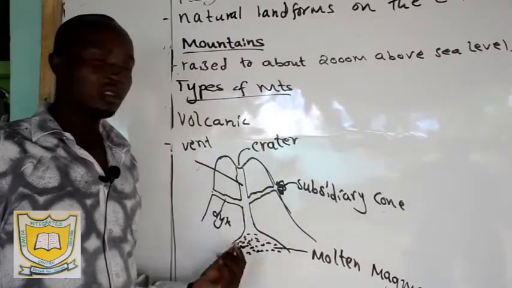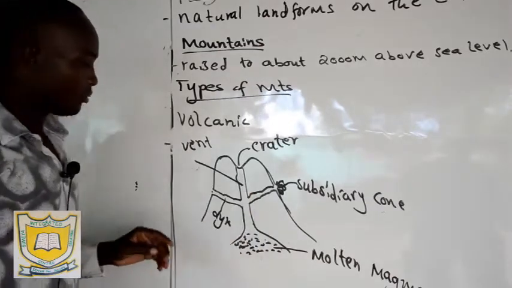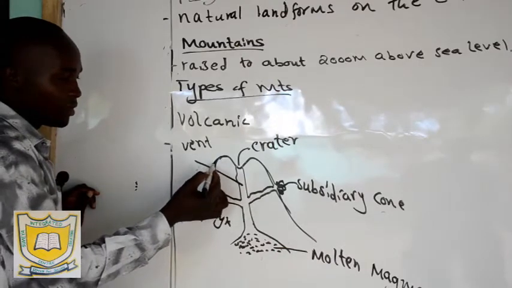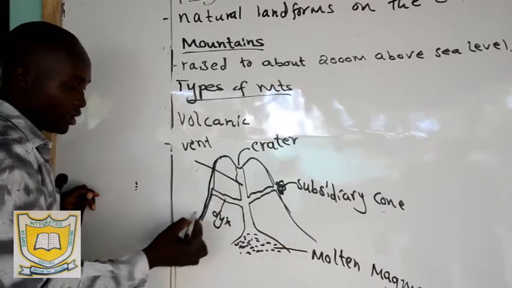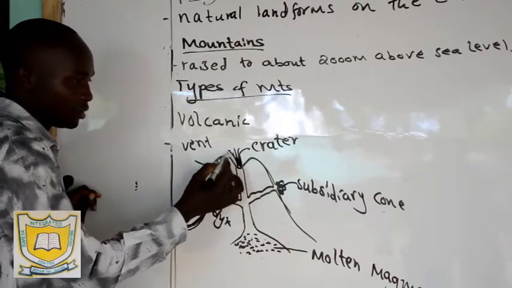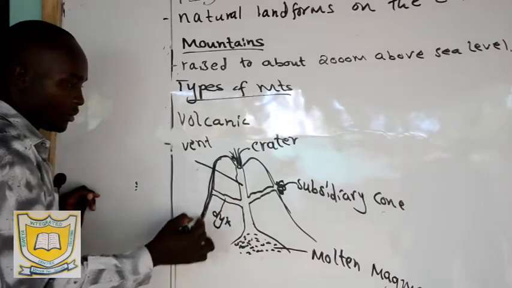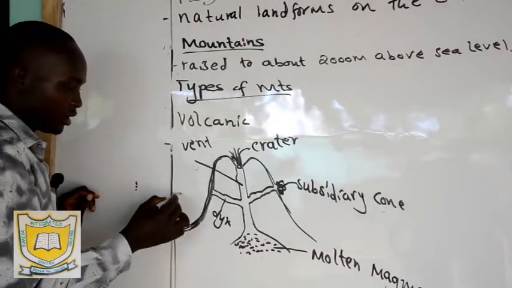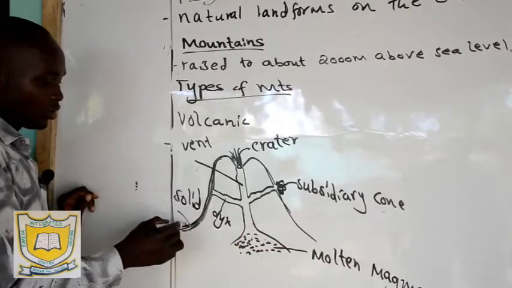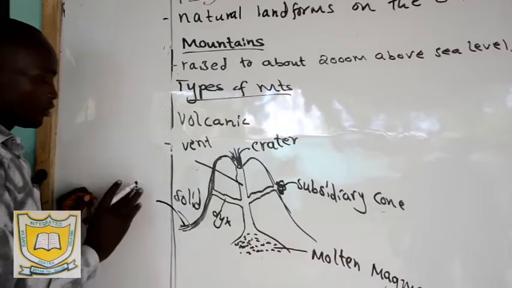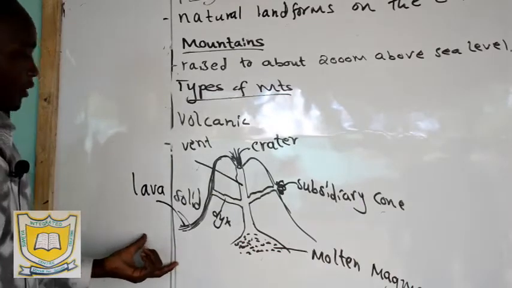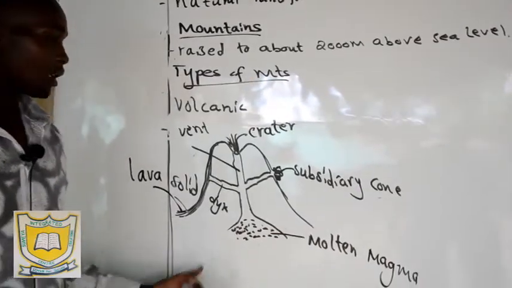So during eruption, it erupts. Magma is what it is called when it's still under the surface. But when this magma comes onto the ground, it flows like this. So this magma has erupted here. When it comes to flow on the ground, it becomes solid. When it has reached the ground, we call it lava. So this is now lava. So this is the formation of a volcanic mountain.